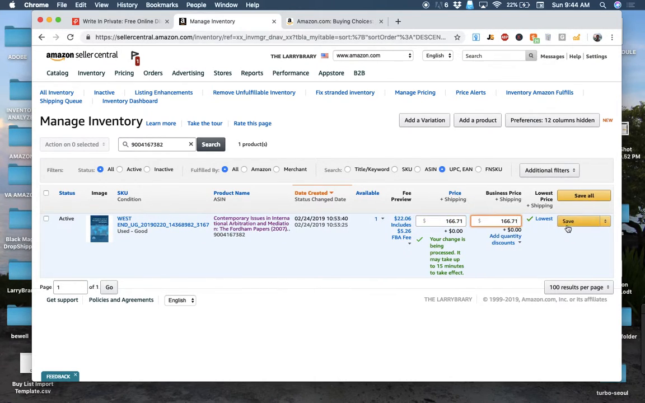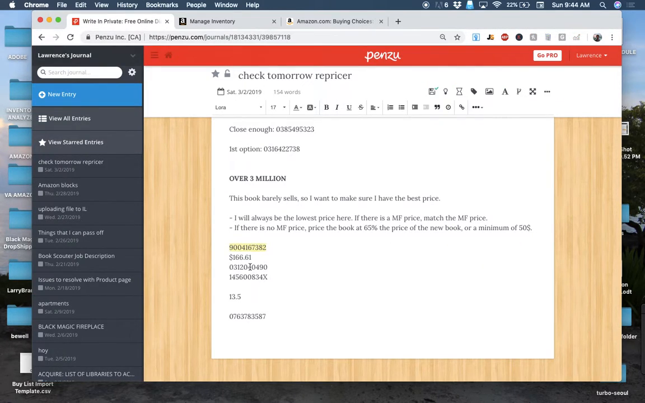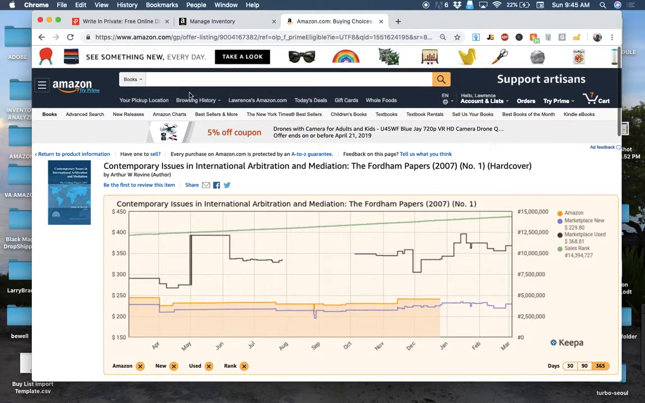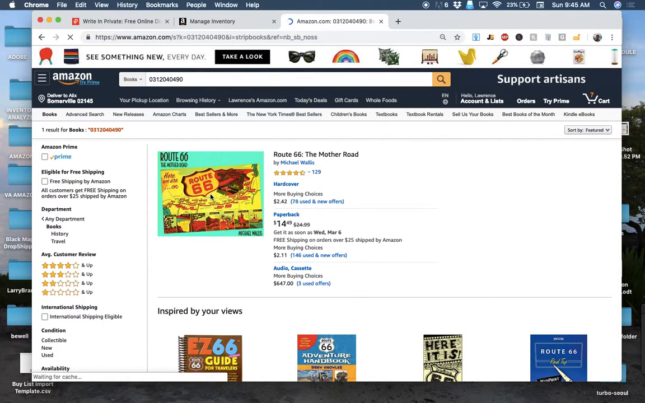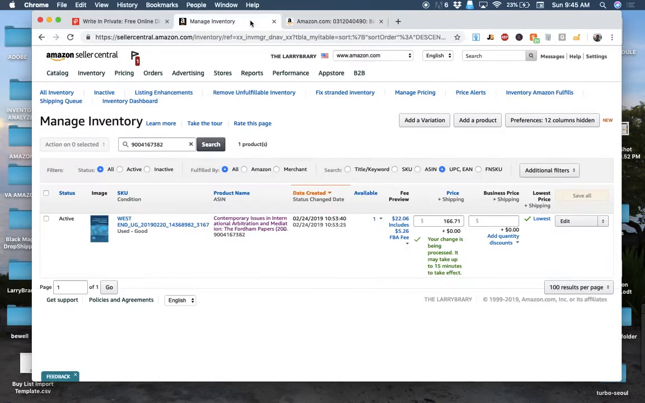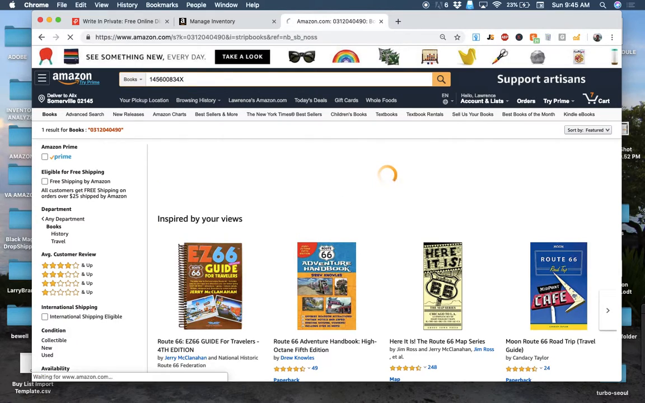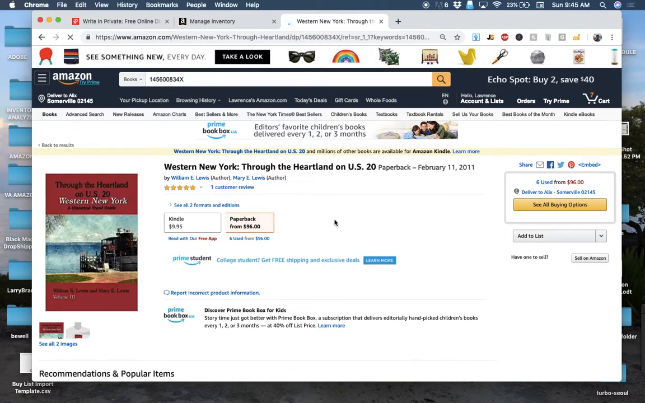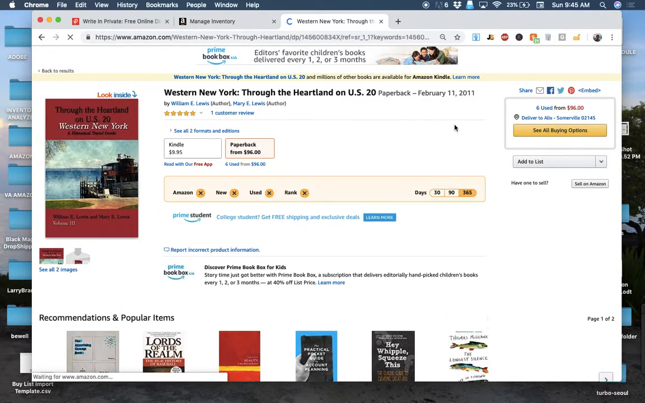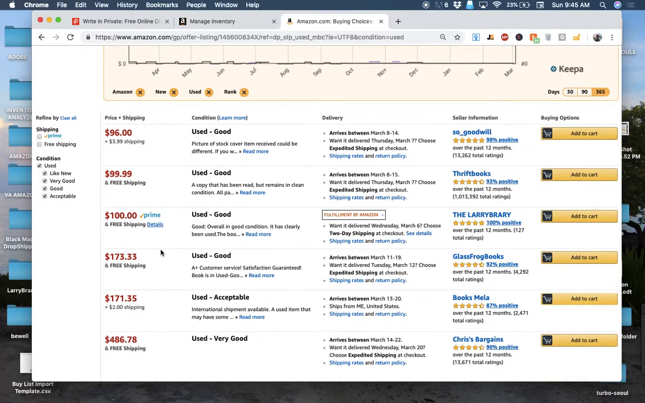I always do the business price the same as well. Oh, wait. What's going on here? All right, next one. This is a mistake because it is not a very high ranked book. Here we go. So you can see it's high. So we'll just go with $96 here in this case.